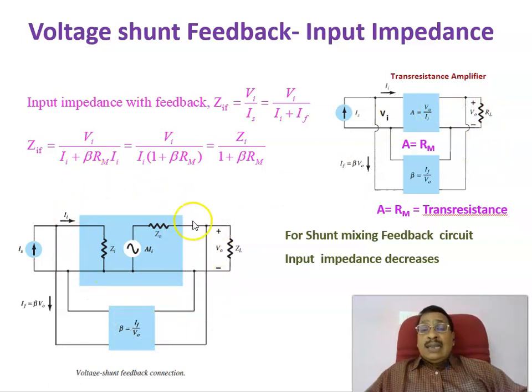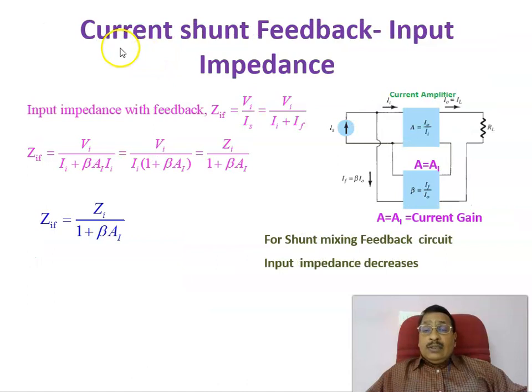Therefore, this is the same diagram shown in terms of the equivalent circuit of the transistor, with the input impedance of the transistor, this voltage, and the output impedance. Therefore, with a shunt feedback circuit, the input impedance is reducing. That is the general statement.